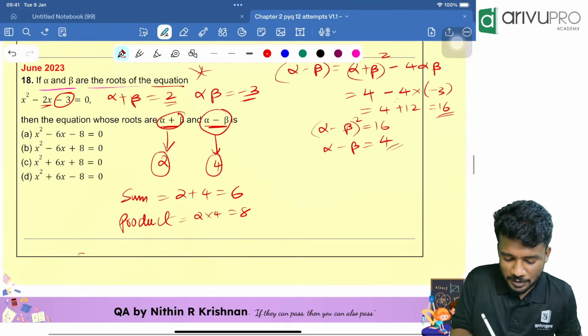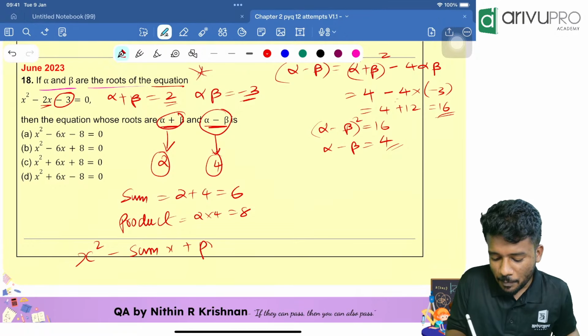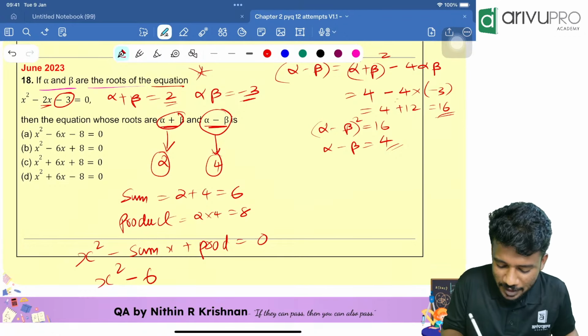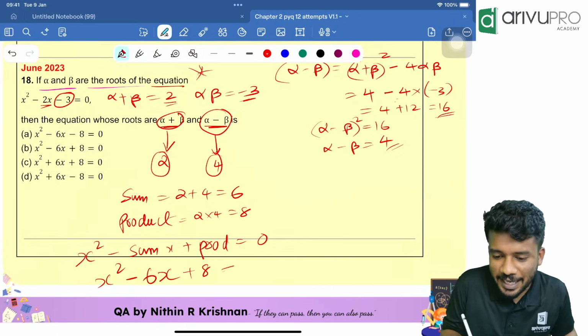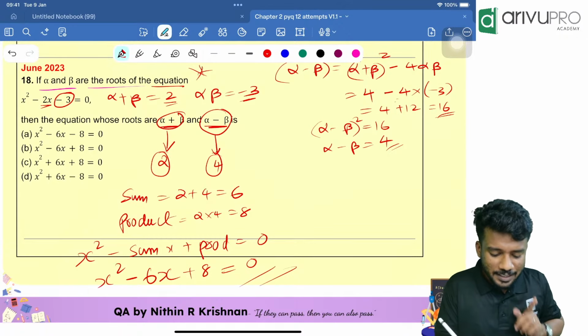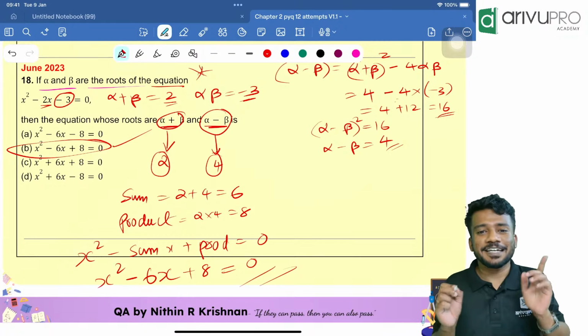Now, which equation? The general way of writing is x square minus sum into x plus product, which is equal to 0. X square minus sum, that is 6x, plus product, that is 8, which is equal to 0. Which option is the right answer? X square minus 6x plus 8, which is equal to 0. Option B is your right answer.